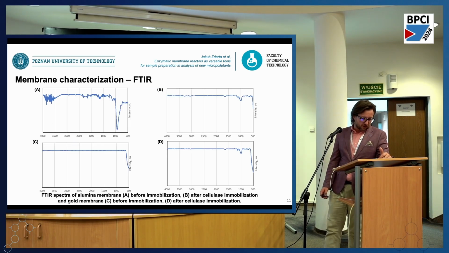We have also performed the FTIR analysis of the pristine alumina and gold membranes, as well as after enzyme immobilization, and signals around 1000 and around 1650 centimeters to the power of -1 are characteristic for the enzyme structure and confirm that enzyme has been immobilized onto the surface of the membrane. Whereas in the FTIR spectra of the pristine membrane, there are no such signals.